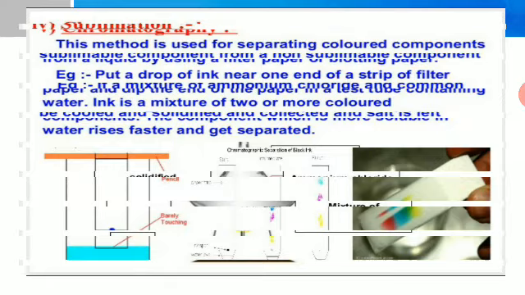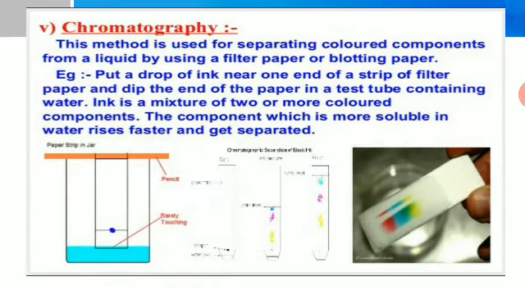Next is chromatography. This method is used for separating colored components from a liquid by using a filter paper or blotting paper. Put a drop of ink near one end of a strip of filter paper and dip the end of the paper in the test tube containing water. Ink is a mixture of two or more colored components. The component which is more soluble in water rises faster, and in this way we get separate different components of the ink by the method of chromatography.